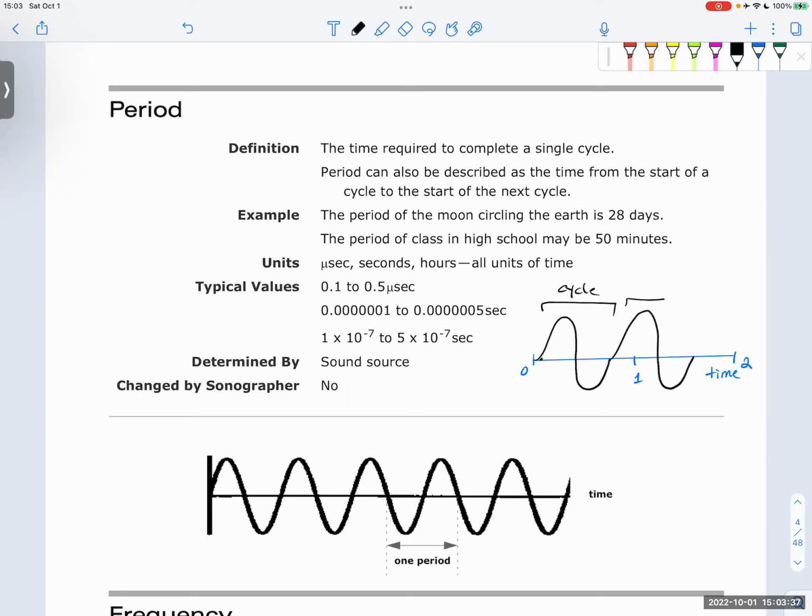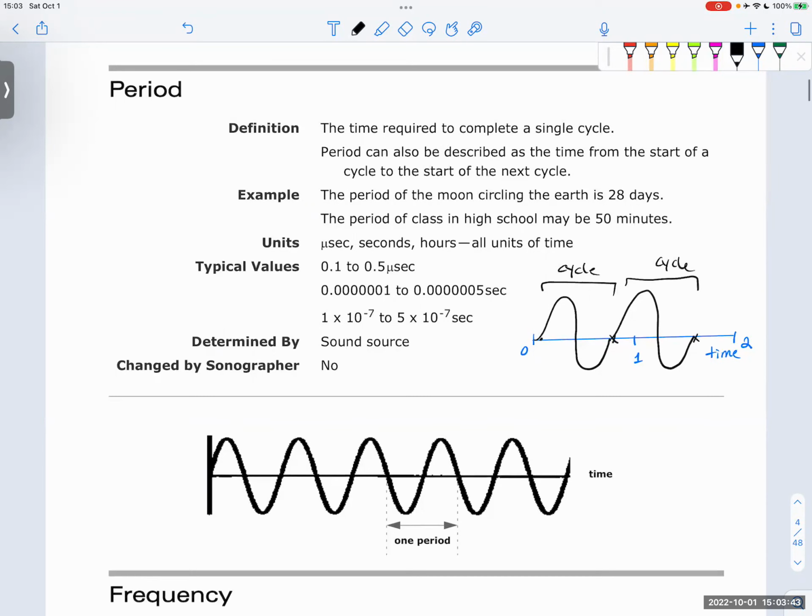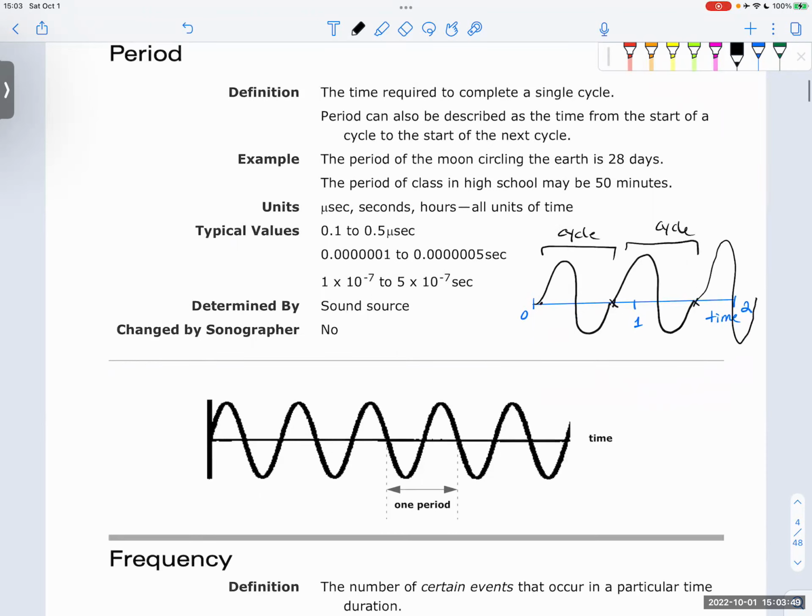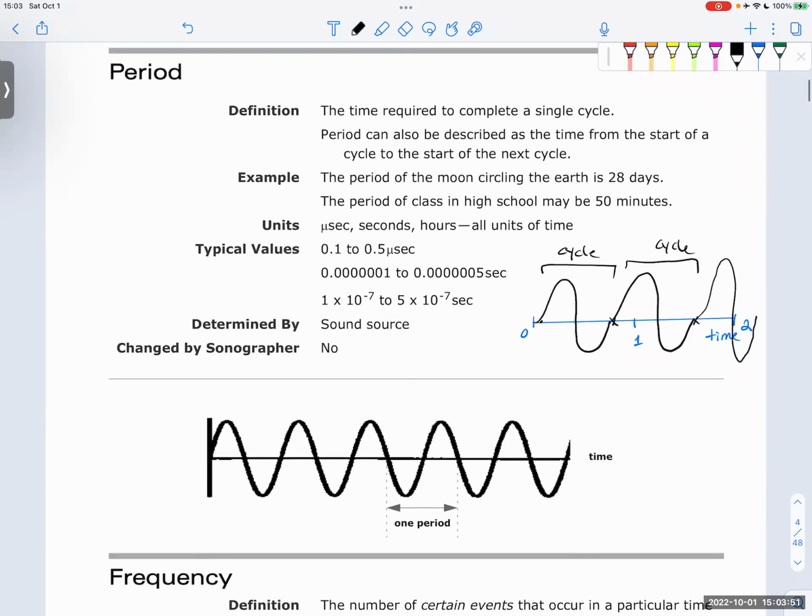That's another cycle from the beginning here to the end of it. So that's another cycle. And then another cycle, let's say, goes up, and the same thing. Now, the duration of each cycle is called period. It's measured in time. So it's the time required to complete a single cycle.